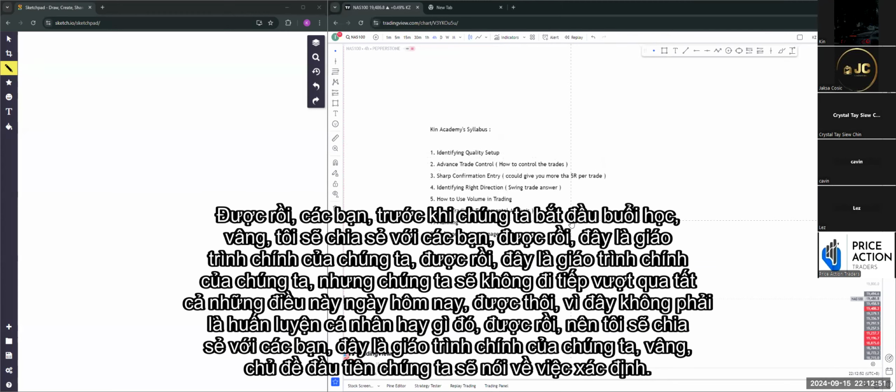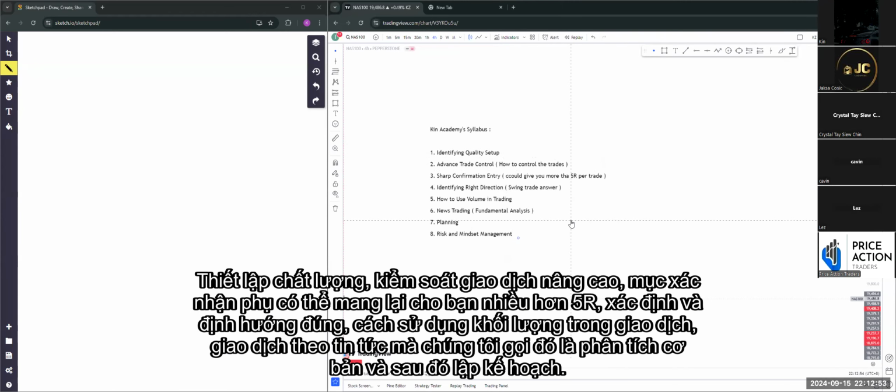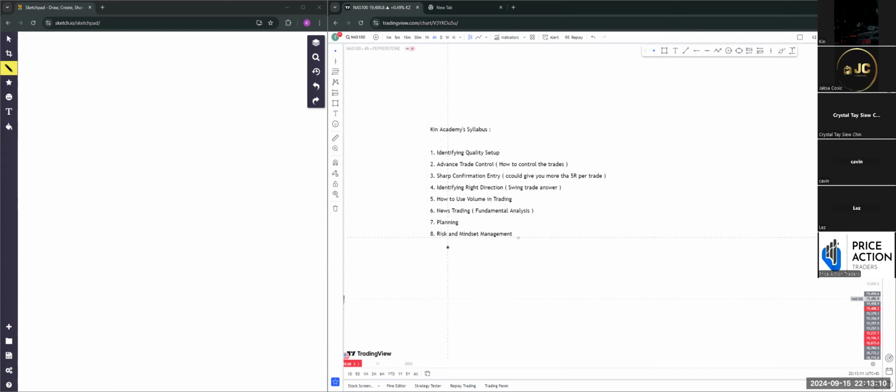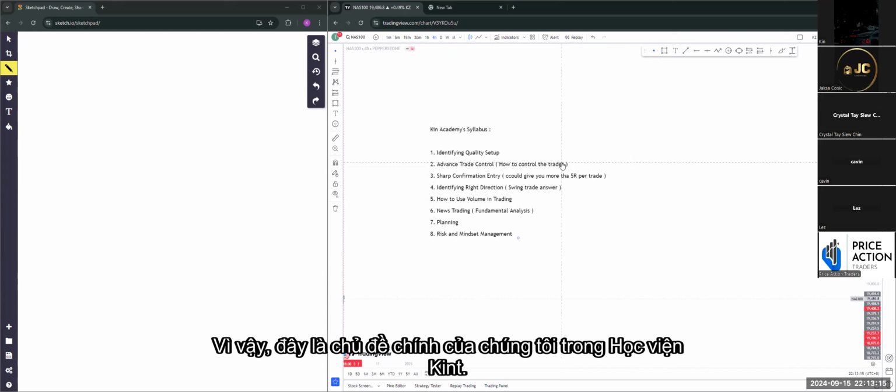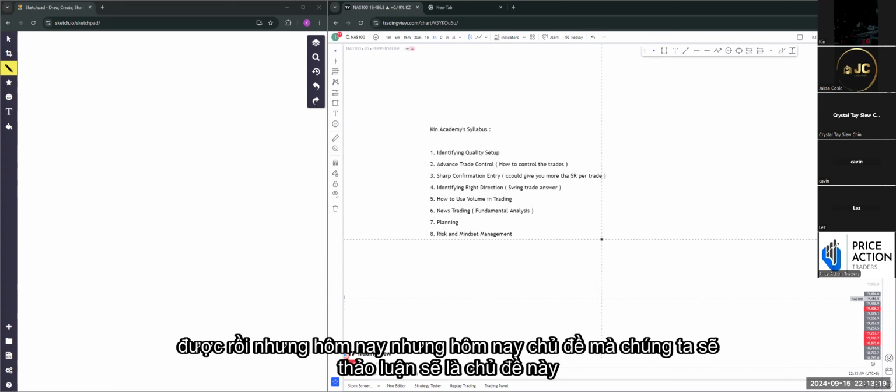identifying the quality setup, advanced structure control, and sharp confirmation entry that could give you more than 5R. Then identifying the right direction, how to use volume in trading, news trading, which we call fundamental analysis, and planning. The last topic we're going to discuss is risk management. So this is our main topic in the Kin Academy.